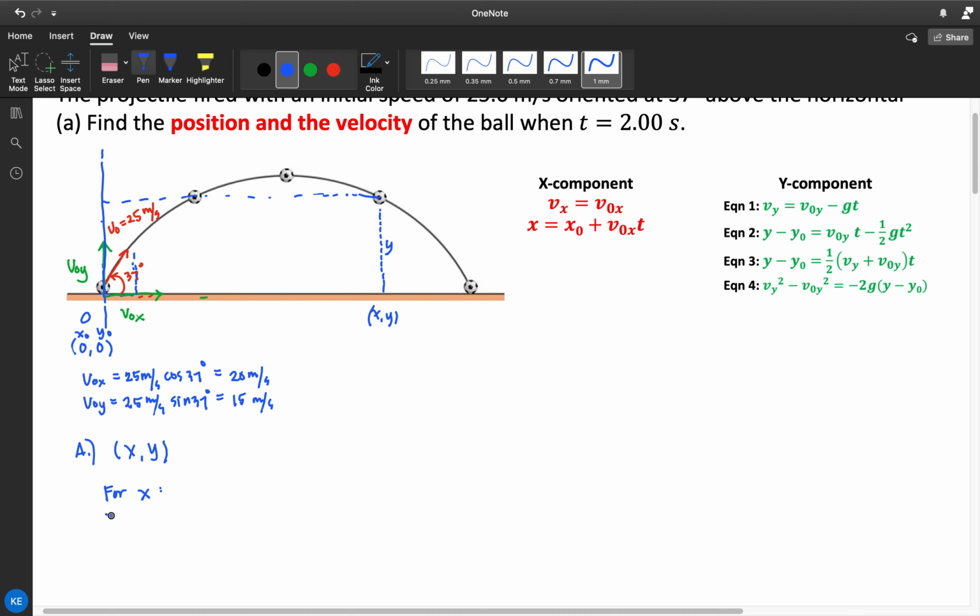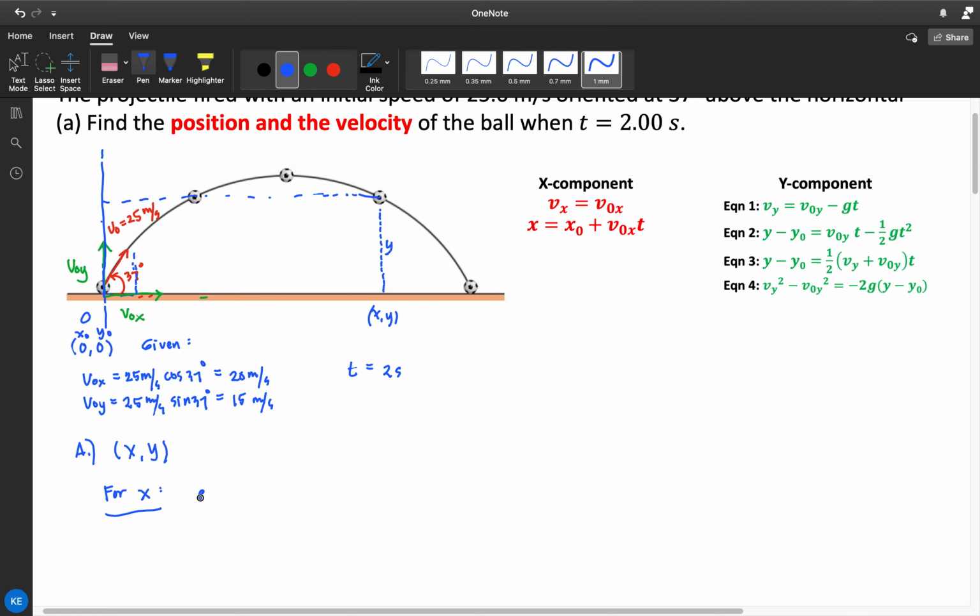We're going to list the given variables. It is understood that x sub o and y sub o are 0 because they are at the origin. The other given is the time, 2 seconds. So for x, you look for the x component. You'll use this equation for the x component.